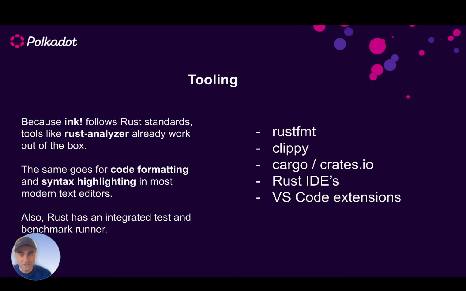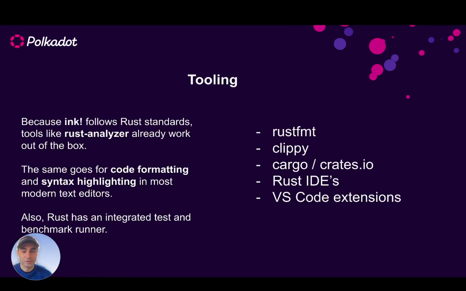When you're working with Ink, you're working with Rust. Ink follows Rust standards, such as Rust Analyzer, which gives you feedback on your code. You can use Rust IDEs. For example, half my team right now is using RustRover, which is a really cool Rust IDE. They're using that for smart contract and blockchain development.